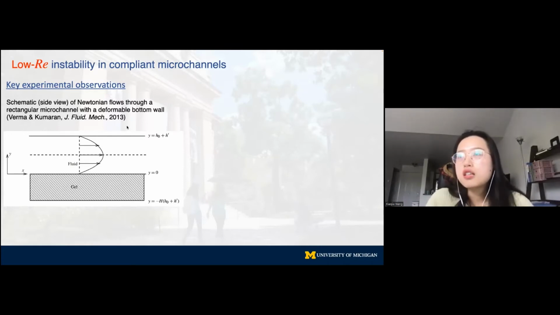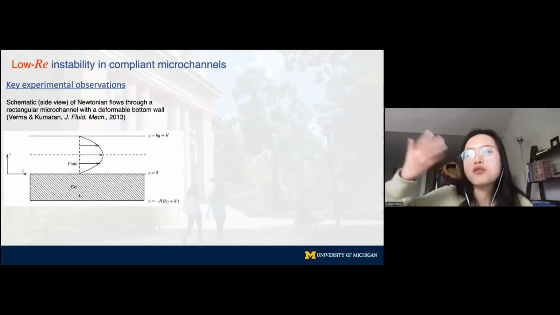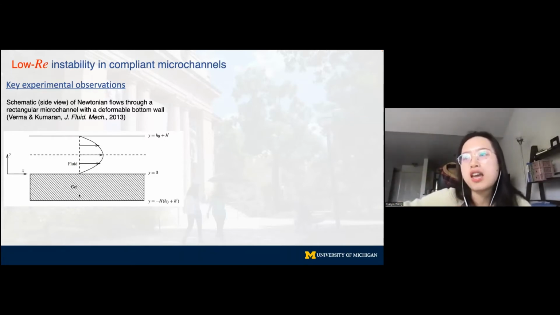In 2013, Verma and Kumaran conducted an interesting experiment. In that experiment, they took a rectangular microchannel, and the microchannel was used to convey Newtonian fluids. What did they observe? So in their experiment, this is a side view of the microchannel. Instead of like our previous configuration, their bottom wall is made very soft, while the other three walls are made rigid. And they conducted a dye stream experiment in this rectangular microchannel.